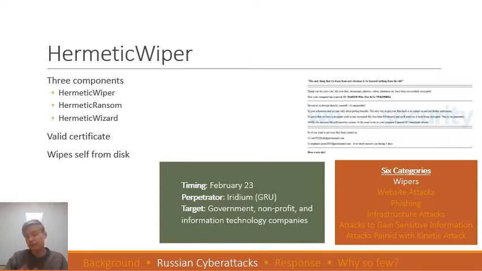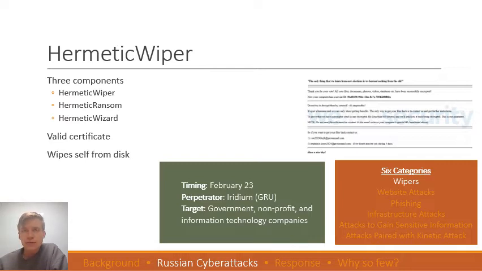One difference between this and the last one is that there were three different components to this. There was the wiper itself, there was the ransomware thing that kind of operated alongside that, not in all cases, but in some of the cases. And then there was Hermetic Wizard, which was a worm that actually worked to spread this around.